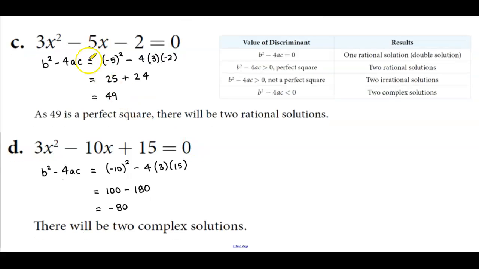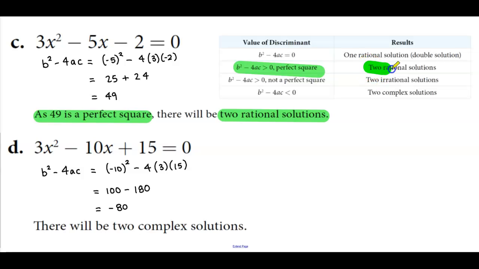Part C, we have 3x squared minus 5x minus 2, which is equal to 0. The value of b is negative 5, the value of a is 3, and the value of c is negative 2. So we end up getting 25 plus 24, which is 49. So we get a perfect square. So if we get 49, which is greater than 0, there will be two rational solutions from our results.